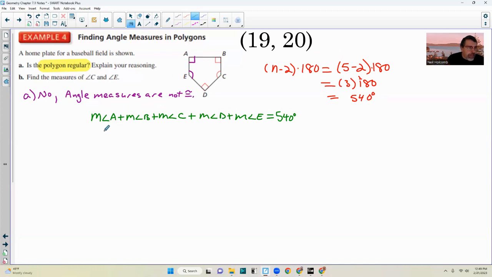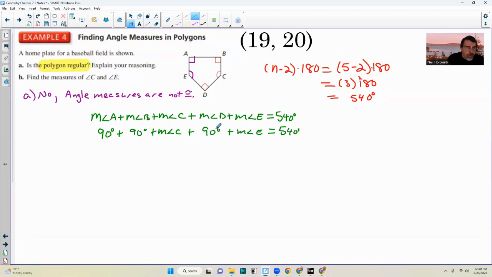And the measure of angle A is 90 degrees. So I wrote a formula. I'm now substituting my givens. Angle A is 90. Angle B is 90. The measure of angle C, I don't know. Plus the measure of angle D is 90. Plus the measure of angle E equals 540 degrees.